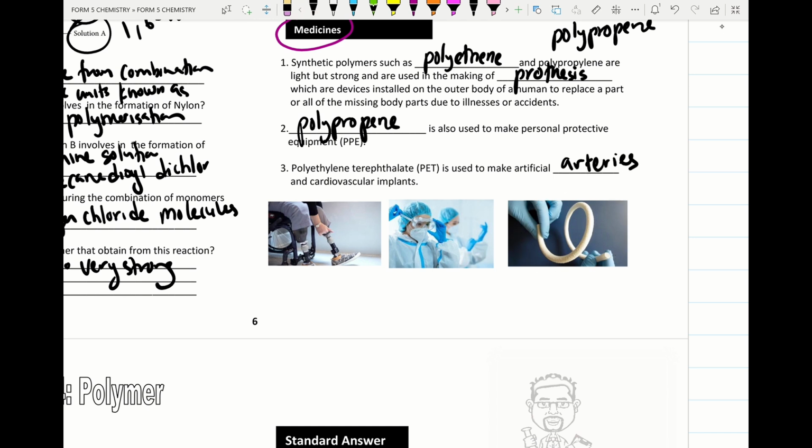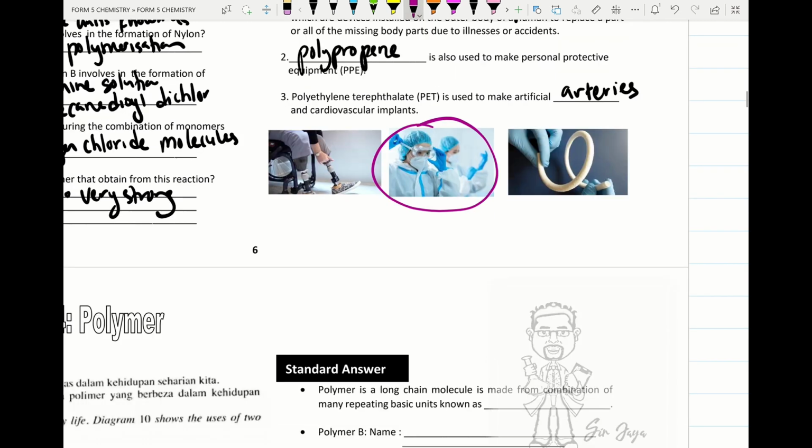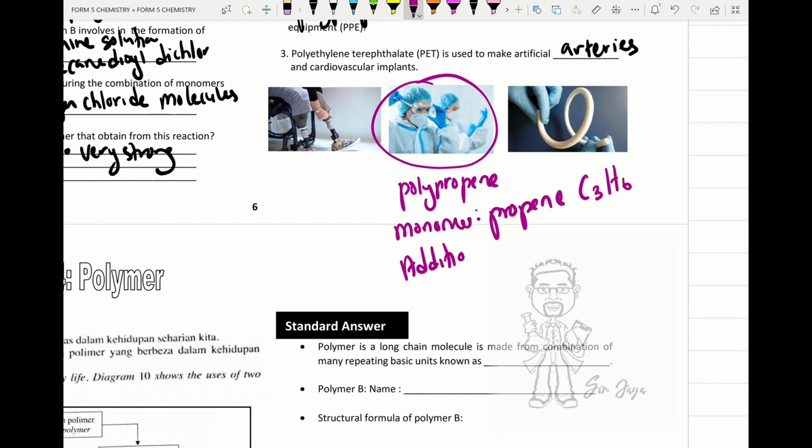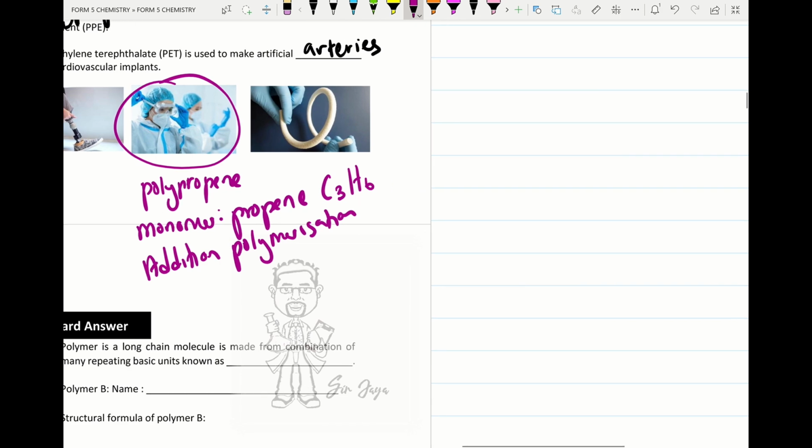Artificial arteries shown in the diagram below. All right, so this diagram is known as PPE suit. PPE suit is made up of polypropylene. Polypropylene, the monomer name is known as propene, and the molecular formula is C3H6. The type of polymerization is known as addition polymerization. And how to do the chemical equation.